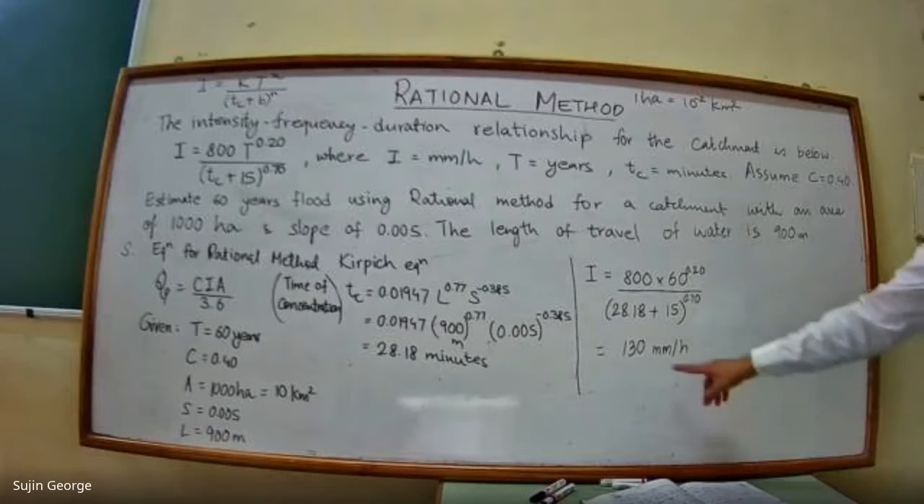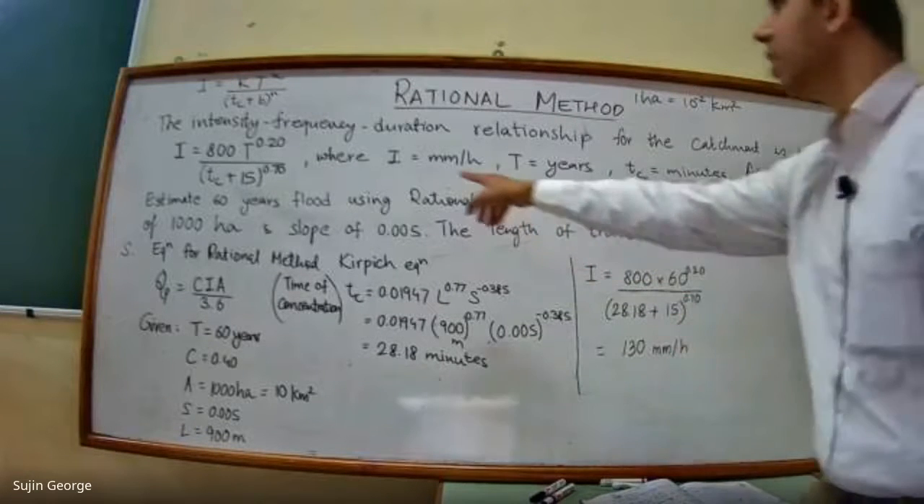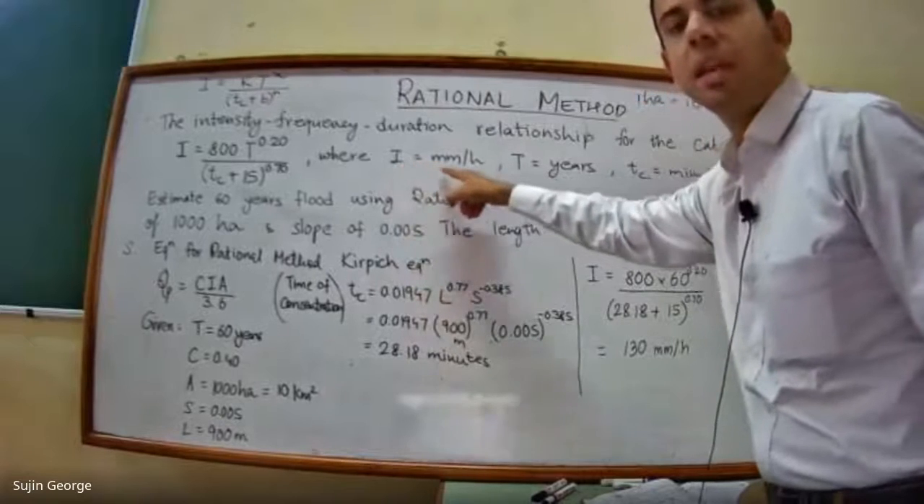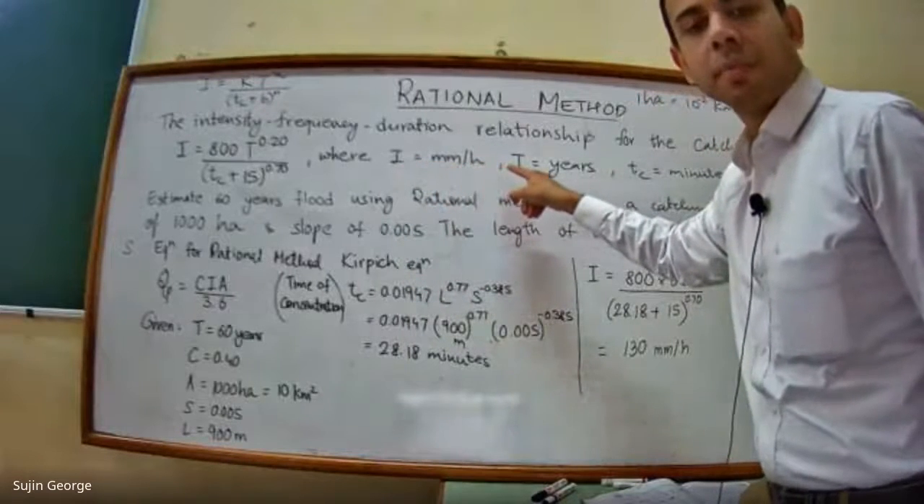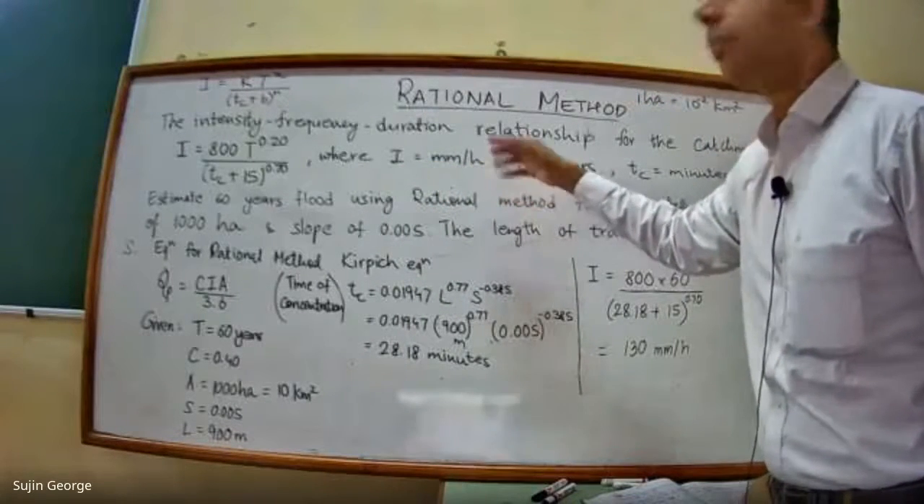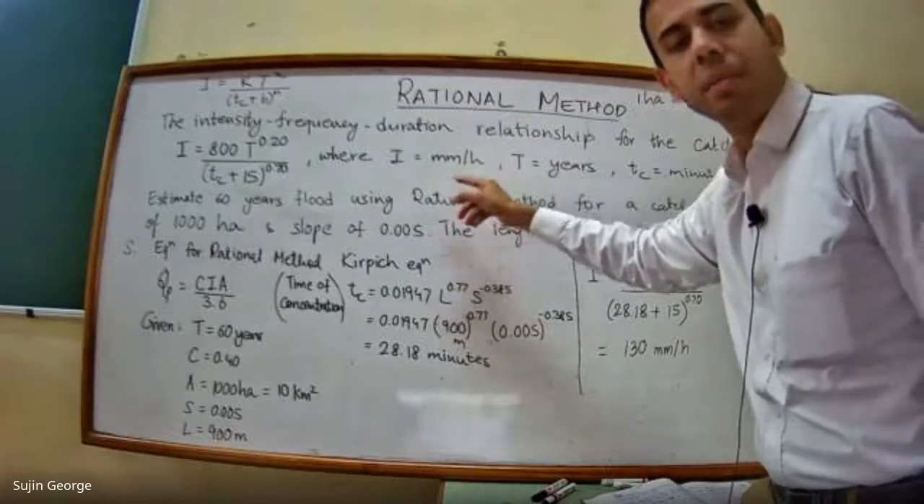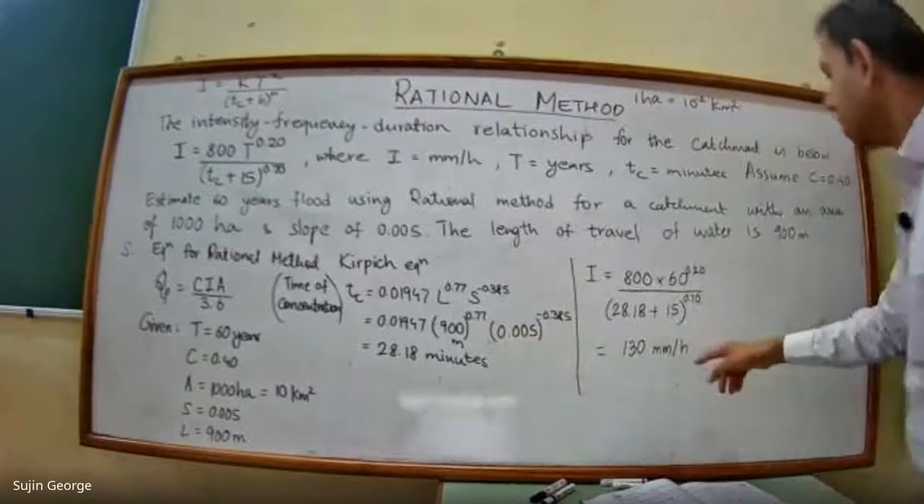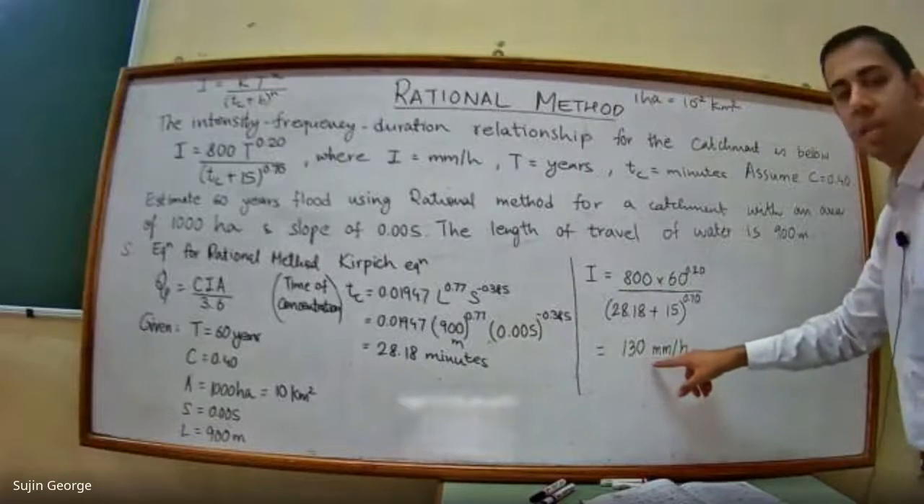Why have I written here mm per hour? Because here it is given that I is in mm per hour. If it had been written that I is in centimeter per hour, then you should have written here 130 centimeter per hour.